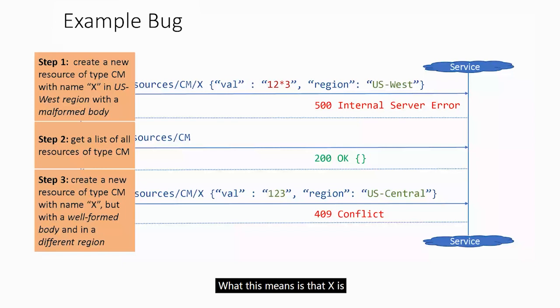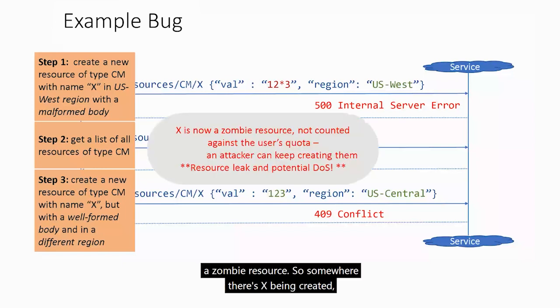So what this means is that X is a zombie resource. Somewhere X has been created, but we can't see it. And through investigation, we found that it wasn't counted against the user's quota. So an attacker can keep creating as many of them as they want.